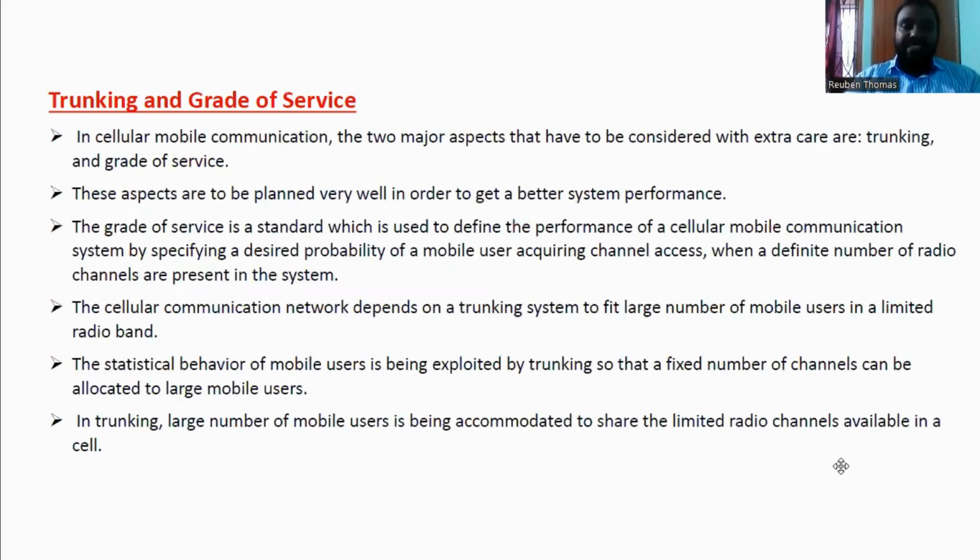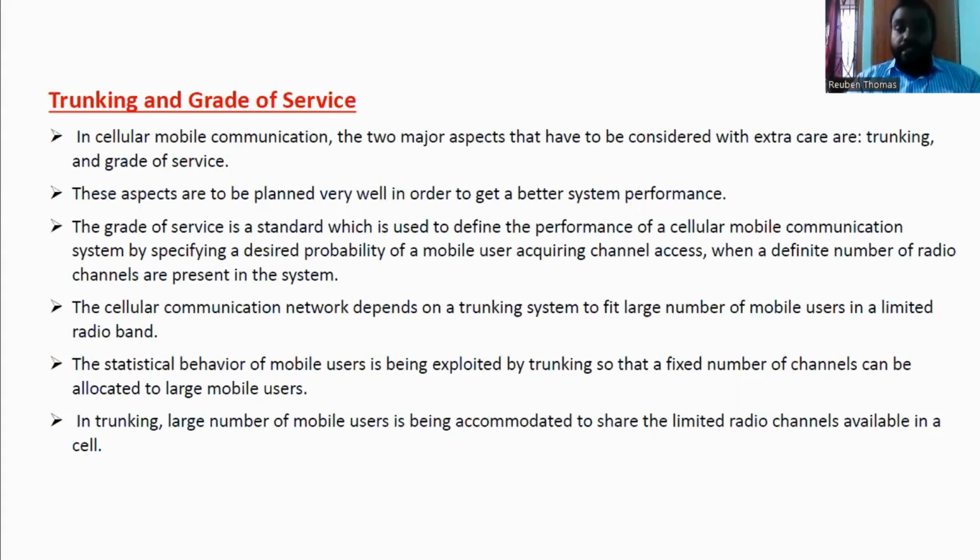And coming to trunking and grade of service. In cellular mobile communication, the two major aspects that have to be considered with extra care are trunking and grade of service. These aspects are to be planned very well in order to get better system performance. The grade of service is a standard used to define the performance of the cellular mobile communication system by specifying a desired probability of a mobile user acquiring channel access when a definite number of radio channels are present in the system.